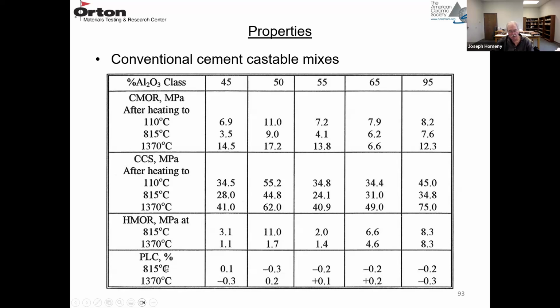Percent linear change is always measured on these materials. These are pretty low numbers. A little negative means a slight shrinkage, positive means a slight expansion. But there's not a big change here after firing to those temperatures.